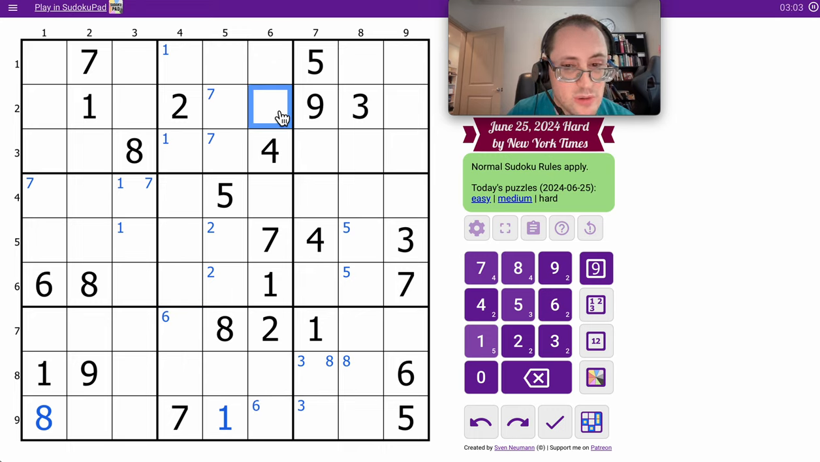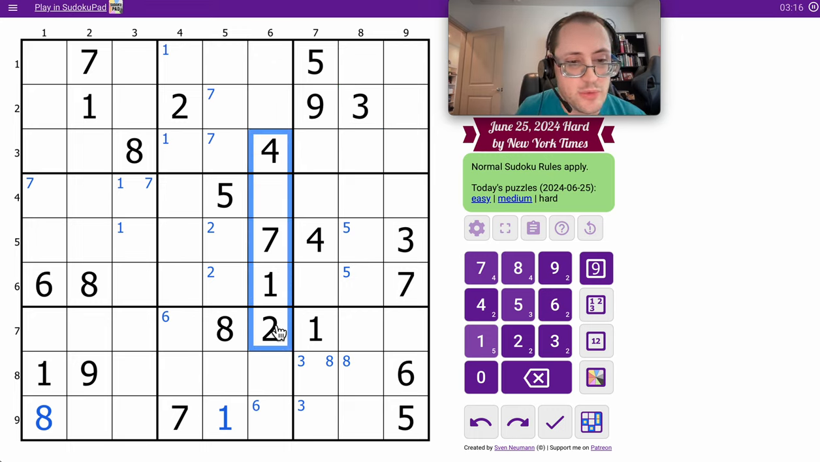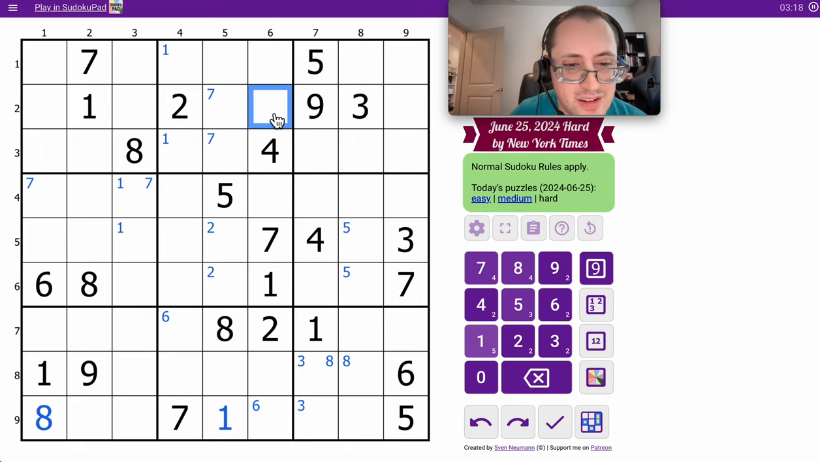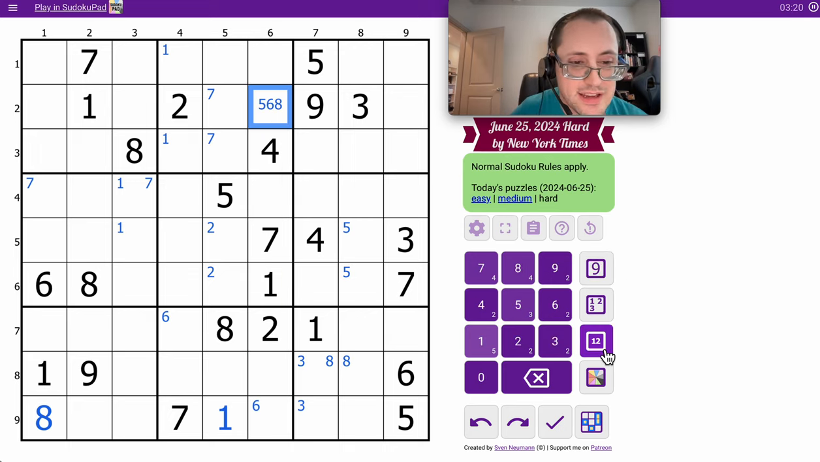Let's see, that one looks quite restricted based on four digits in its row. Only two of them agreeing with this sequence of four digits. So I have 1, 2, 3, 4, 7, 9. This one is down to 5, 6, or 8 only. And 1, 2, 4, 7 in column 6 means I need some combination of 3, 5, 6, 8, 9. That one can be anything but 5.